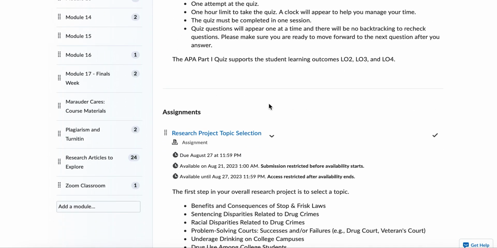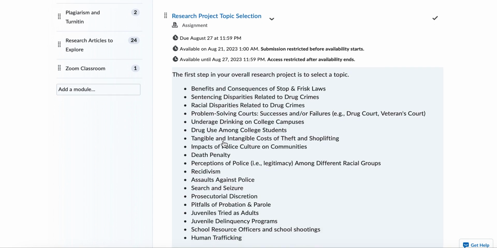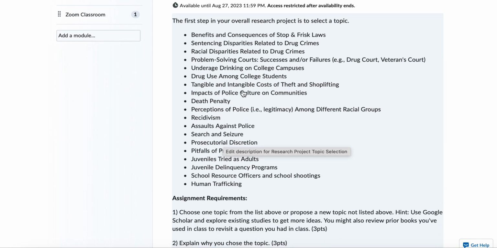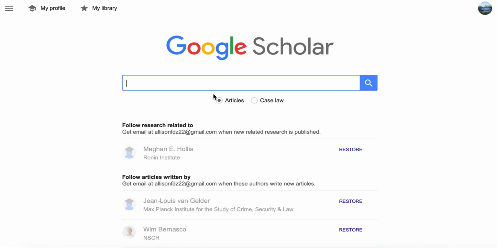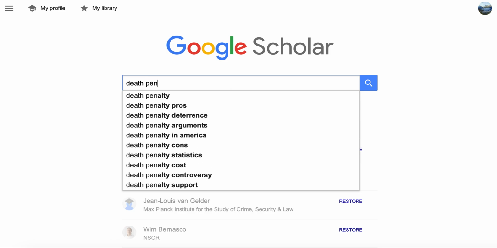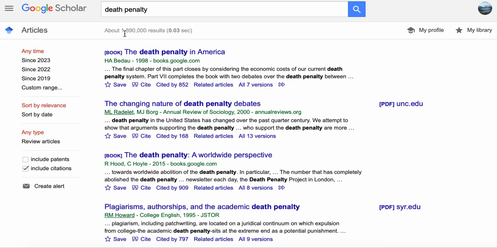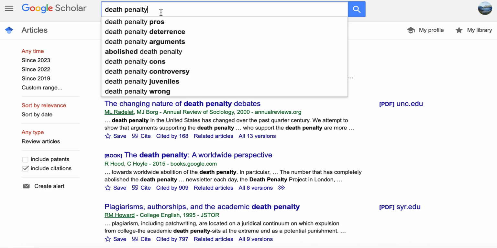So I am going to use your research project topic selections as an example of how to find some articles. So let's just say that you're looking at death penalty. So if your topic is death penalty, you probably need to expand upon that for your future paper. So what about the death penalty? You'd go over to Google Scholar and you can write death penalty, and you're going to have to write more because you're going to get too many results here. So you'll see you have almost 2 million results.